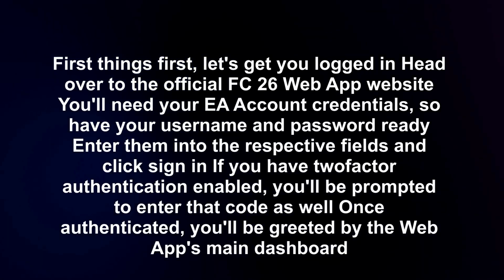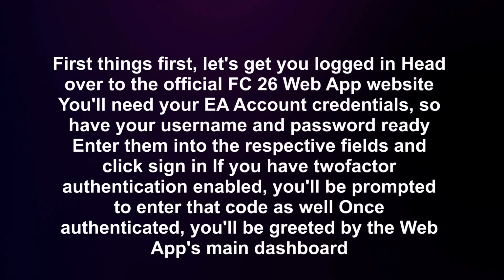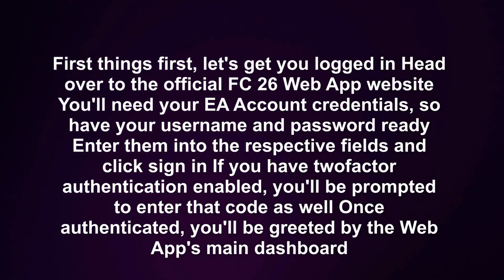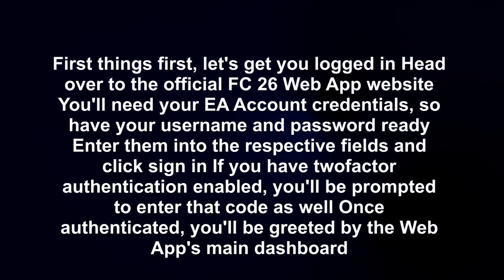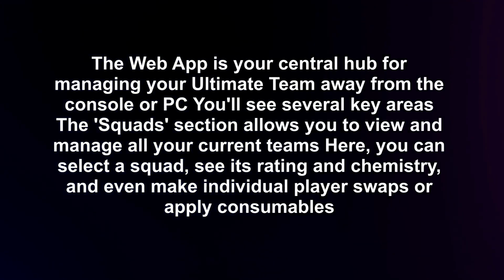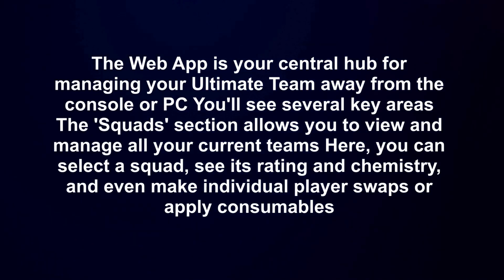Enter them into the respective fields and click sign in. If you have two-factor authentication enabled, you'll be prompted to enter that code as well. Once authenticated, you'll be greeted by the web app's main dashboard. The web app is your central hub for managing your Ultimate Team away from the console or PC. You'll see several key areas.